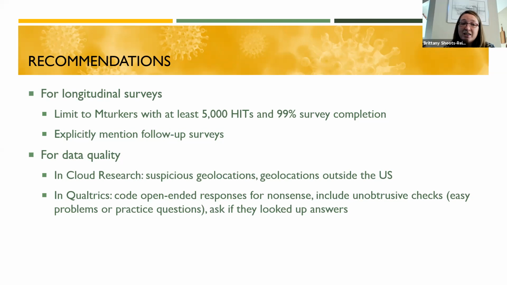But we actually found that the selection practices that we had in place, even back in 2018, we only ended up needing to eliminate 8 participants from one of these longitudinal panels by using 5,000 hits, survey completion, and really similar to the recommendations that you guys may have heard earlier today, depending on which session you were in. We code open-ended responses for nonsense. We include really unobtrusive checks. So these could be really easy questions at the beginning of an ability measure, which participants are super used to. You start with something easy and it gets harder. So it's not something that they find is tricky or kind of deceptive.